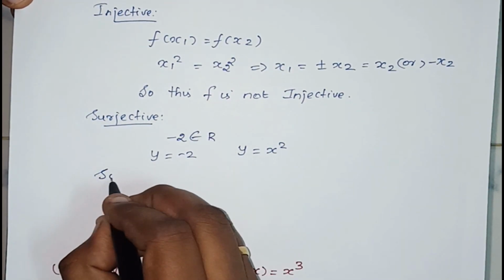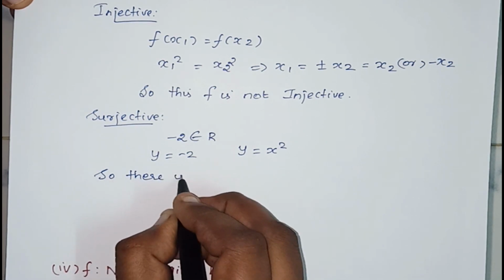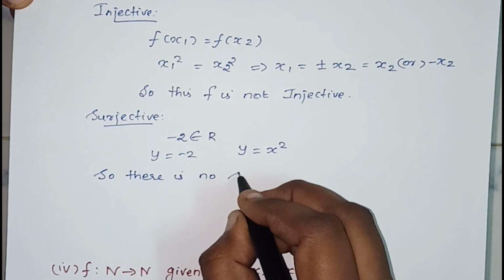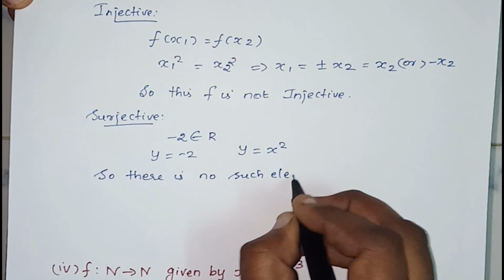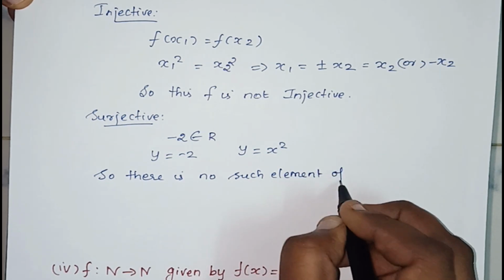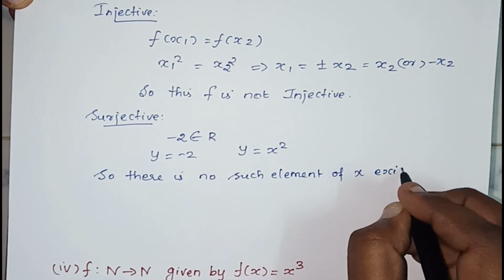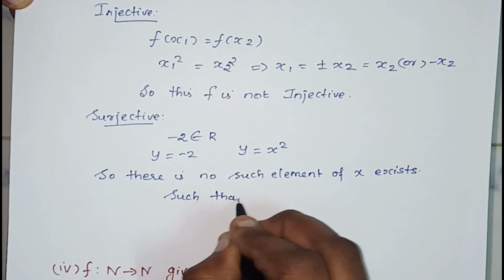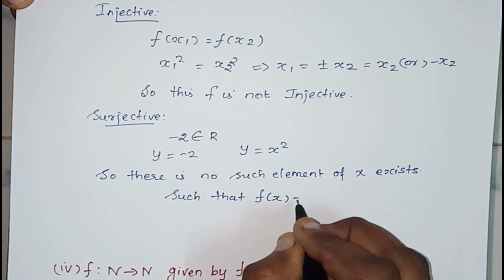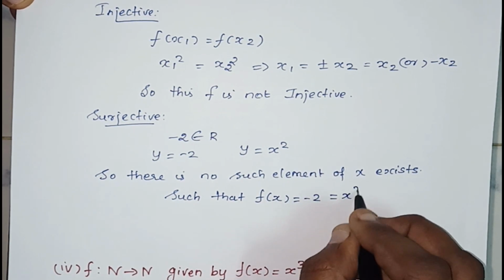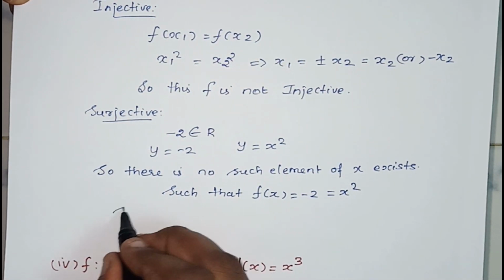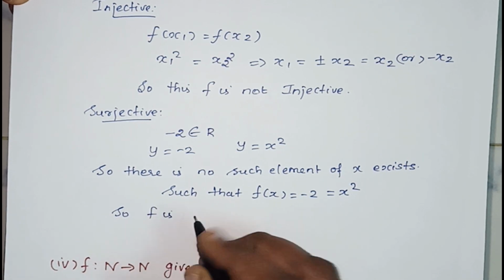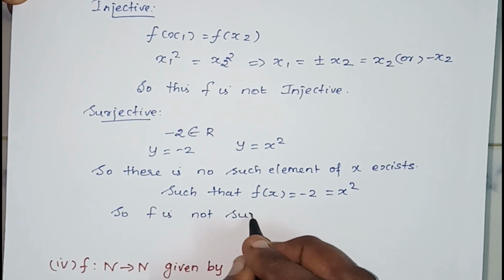So there is no such element of x that exists such that f of x is equal to -2, that is x square. So this function is not surjective.